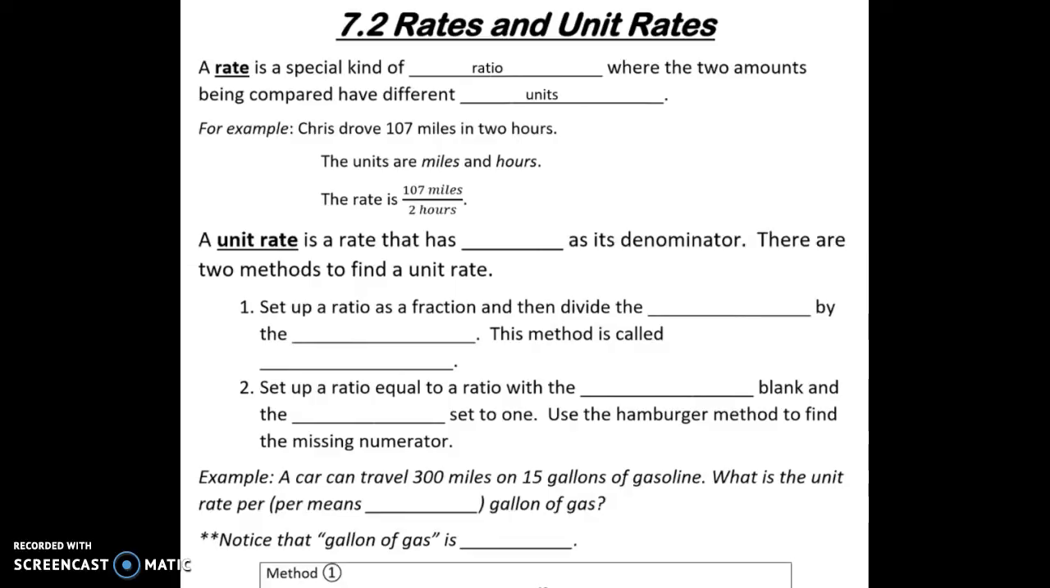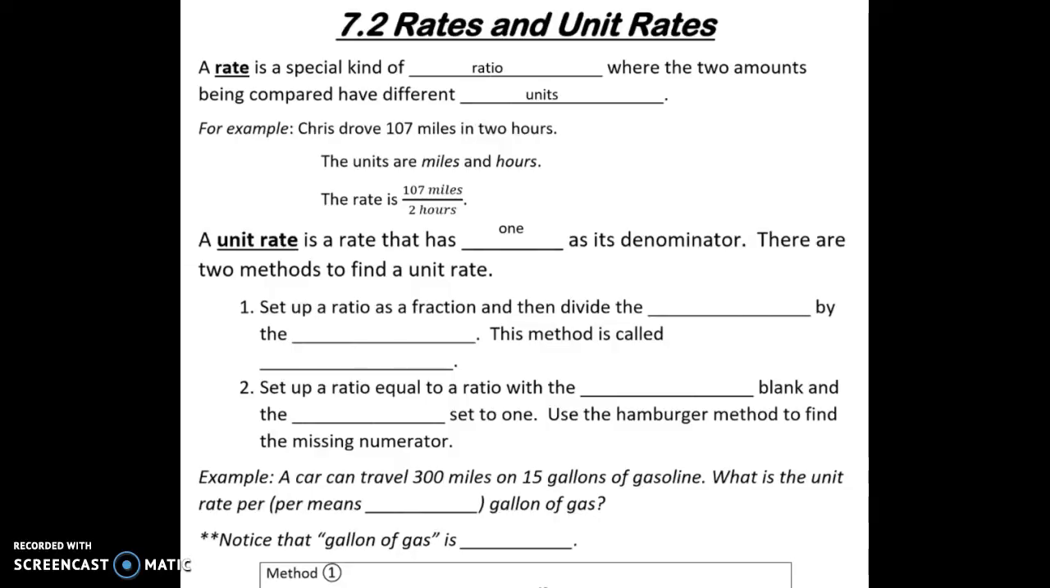For example, if Chris drove 107 miles in 2 hours, the units are miles and hours. So our rate would be 107 miles to 2 hours. Another way to say this is 107 miles per 2 hours. A unit rate is a rate that has 1 as its denominator. So your numerator will have a number and your denominator will be set as 1 with a unit rate. There are two methods to find a unit rate.